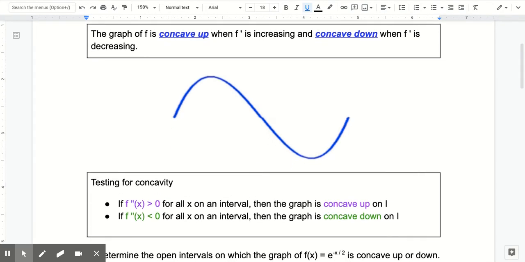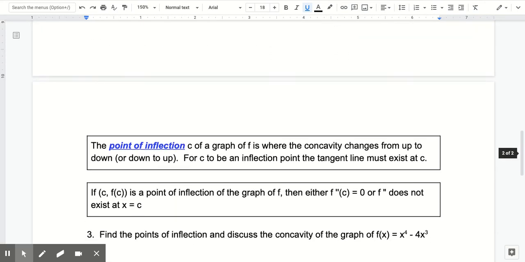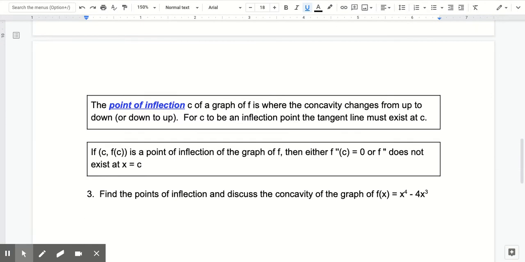And the test for concavity comes from the second derivative. If the second derivative is positive, it's concave up. And if the second derivative is negative, that means it's concave down. And then we also talked about inflection points. Those are places where the concavity changes. And remember, these have to be actual points. If they're like asymptotes, if for some reason that point doesn't exist, it's not an inflection point.